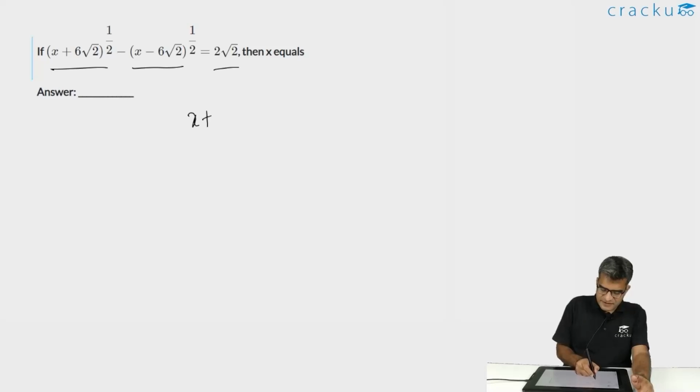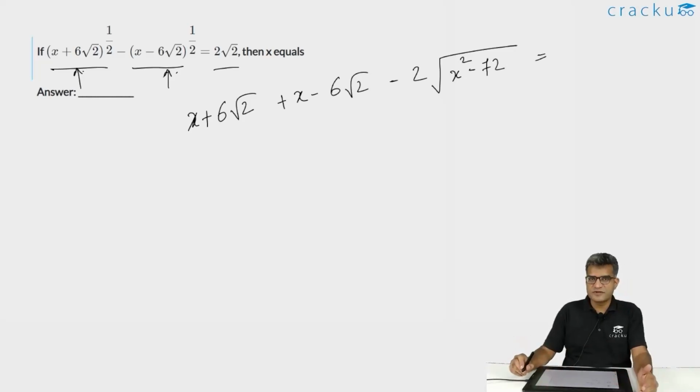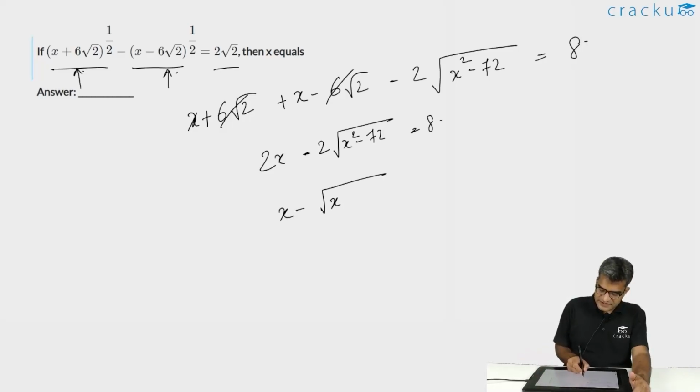So we are going to get x plus 6 root 2 plus x minus 6 root 2 minus 2 times square root of x plus 6 root 2 into x minus 6 root 2 will be x square minus 6 root 2 whole square, which is 72. This is equal to 2 root 2 whole square. 2 root 2 whole square is 8. You can cancel this, you can cancel this. So you are essentially going to get that 2x minus 2 times square root of x square minus 72 is equal to 8. Or x minus square root of x square minus 72 is equal to 4.